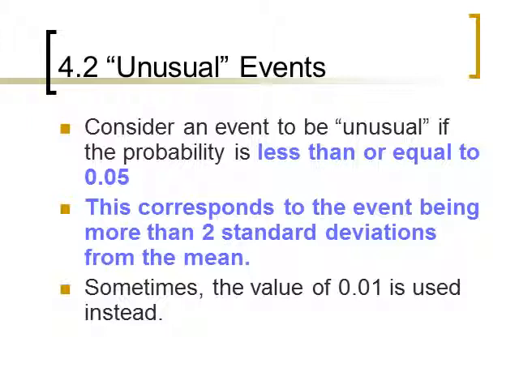And then let's just discuss unusual events once more. We consider an event to be unusual if the probability is less than or equal to 0.05.